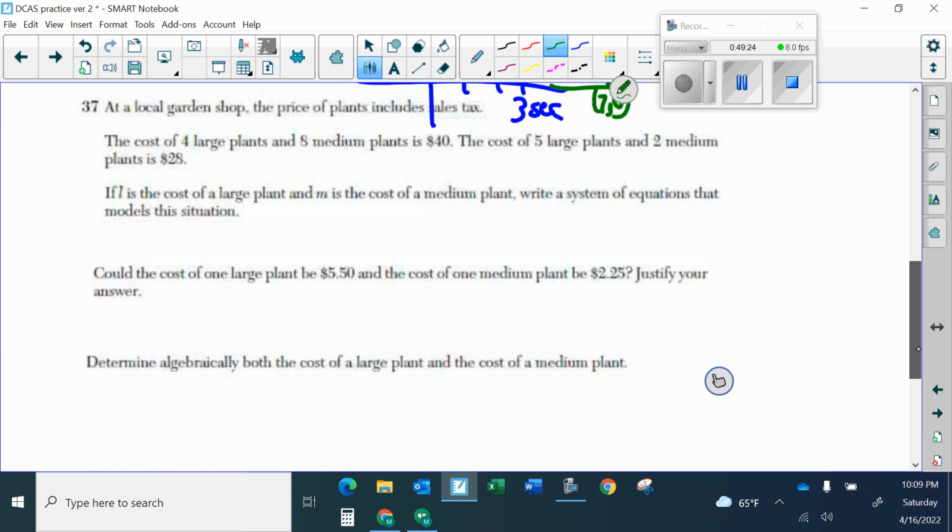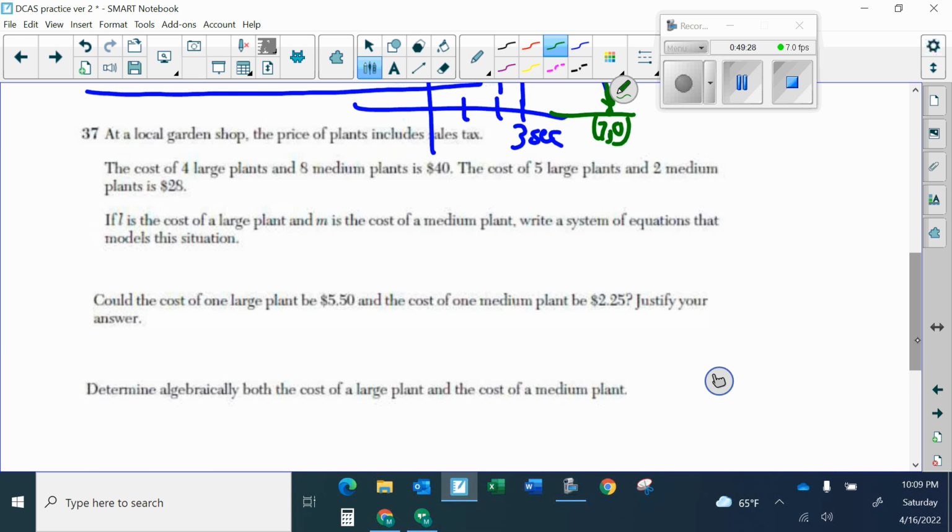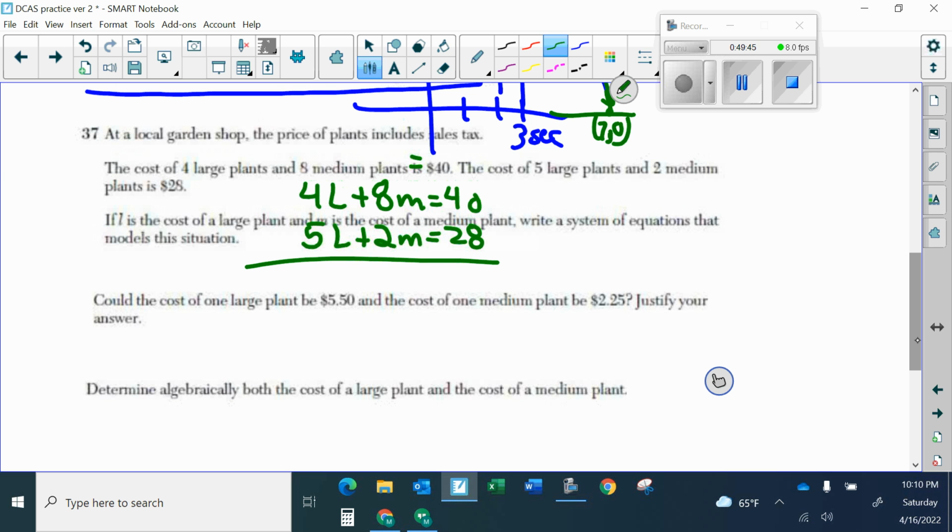Okay, at a local garden shop, the price of plants includes the sales tax. The cost of 4 large plants, so 4L plus 8 medium equals $40. The cost of 5 large and 2 medium equals $28. Notice we have a system of equations. Okay, write a system of equations. There it is right there.